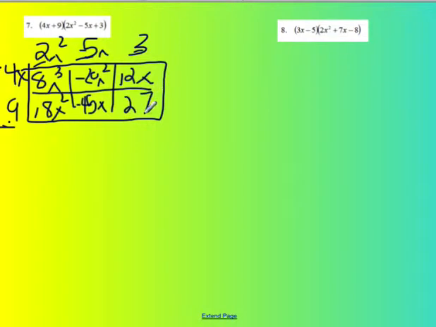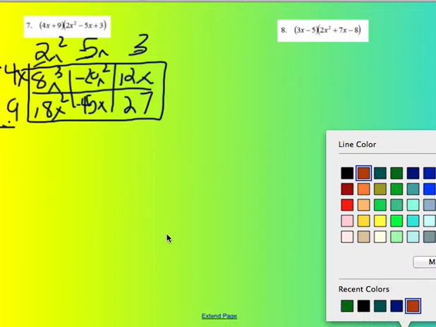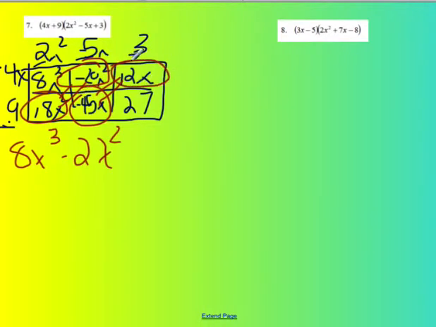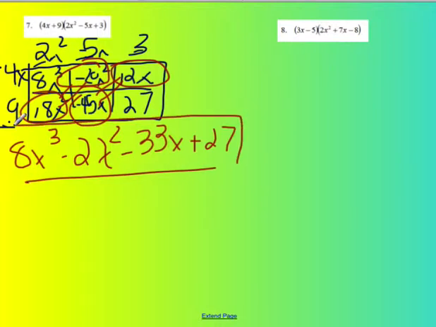Now here's what I want to point out with you. You can go through and write out all of the terms, but if you notice down the diagonals, I have like terms. So my x squareds are like terms. My x's are like terms. So that way I can combine like terms as I'm writing out my box. So first I have 8x cubed. Then I have 18x squared minus 20x squared. So that's going to give me negative 2x squared. Then I have negative 45x plus 12x, so that's going to give me a negative 33x. And last but not least, I have 27. So this right here is our final answer for number 7.